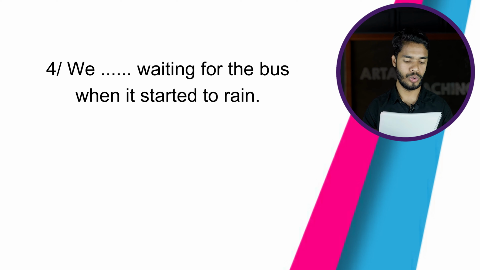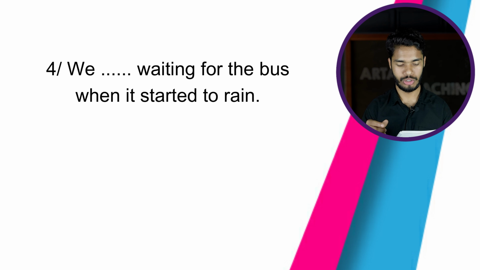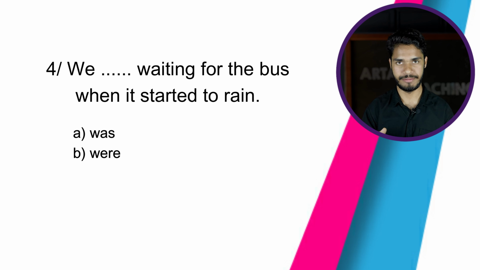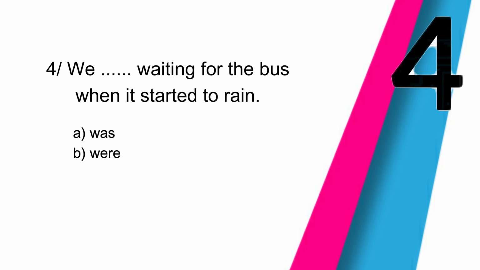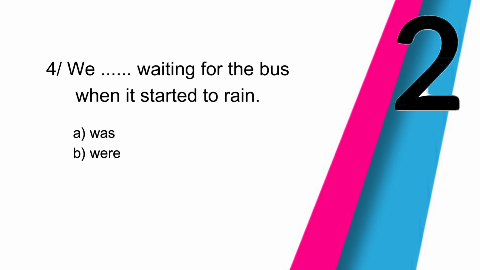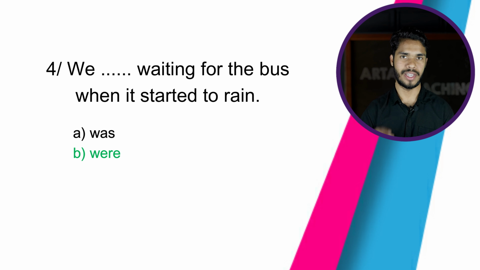And next, we ... waiting for the bus when it started to rain. Choose the correct one: was or were. The correct is were because we is first person and plural, right?